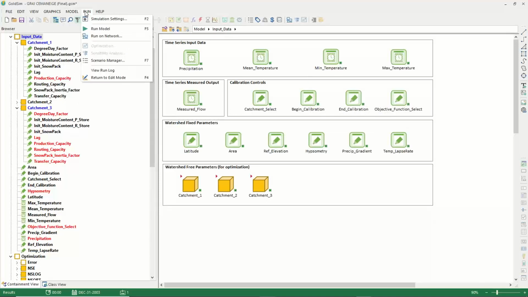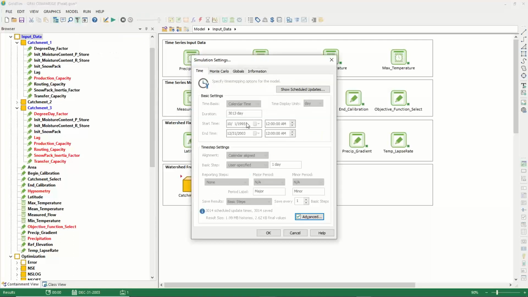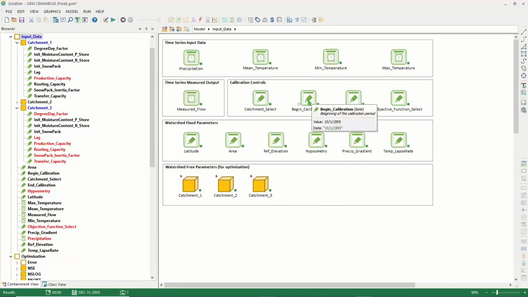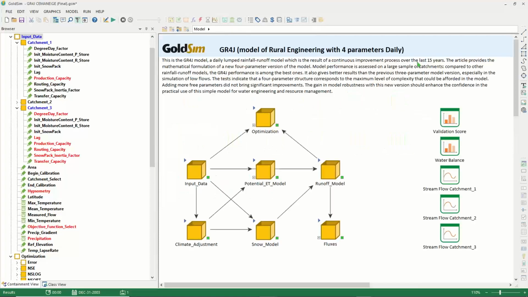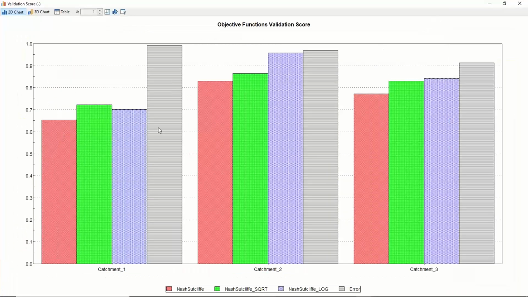So if you look in your simulation setting, my simulation goes from 1995 to 2003, but my calibration starts at the beginning, 1995, and stops in 1998. So from 1998 to 2003, my model is not calibrated on that period. It uses the calibration values and we see if my model is still performing well. That's how you assess the performance of the model. So yes, in this case, that's what I'm doing here. That validation score is not your calibration score; it's the one on the validation period. Okay, yeah, I see.